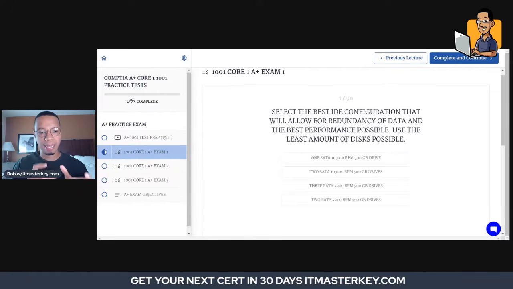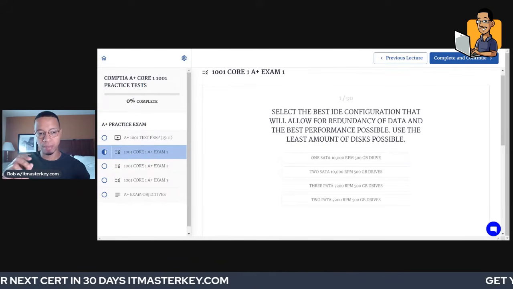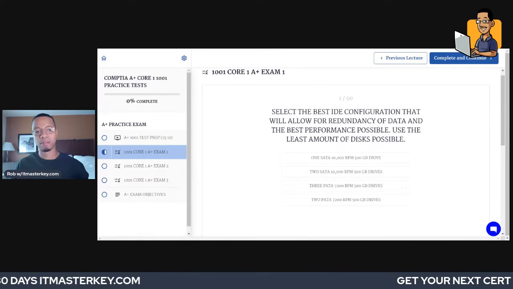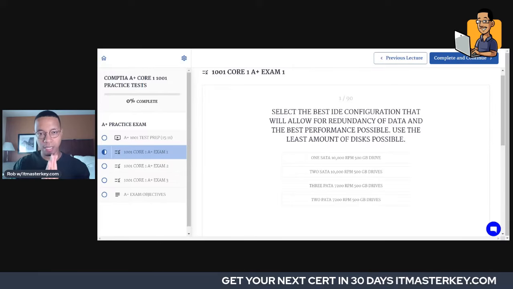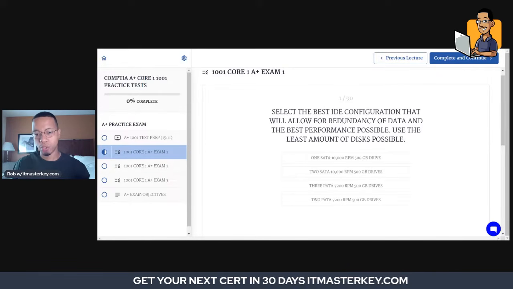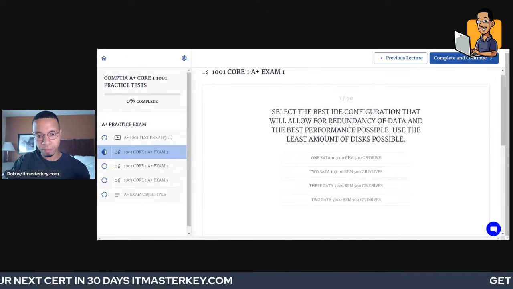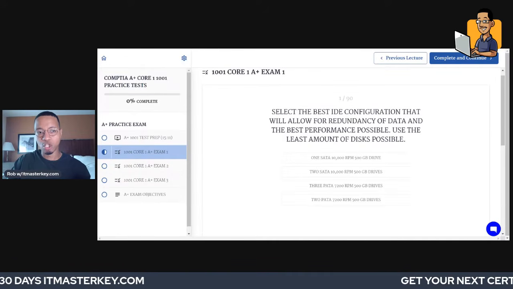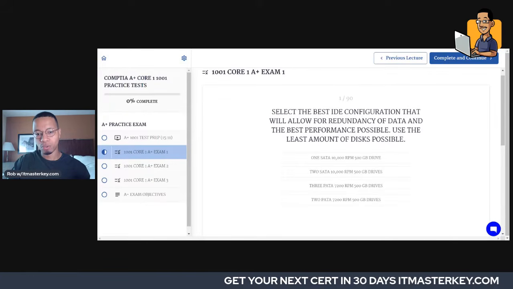When we actually take the exam, make sure that you pay attention to these types of things: the least amount of drives, the best performance, the most expensive, the least expensive. Make sure that you pay attention to those things on the actual exam. So the answer to this, I think, would be two PATA drives.